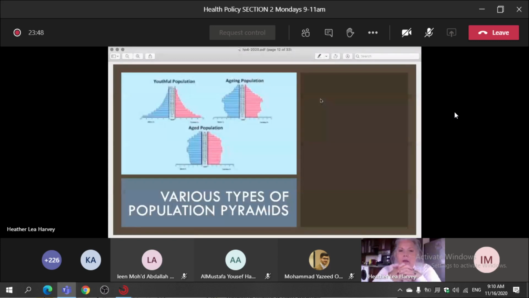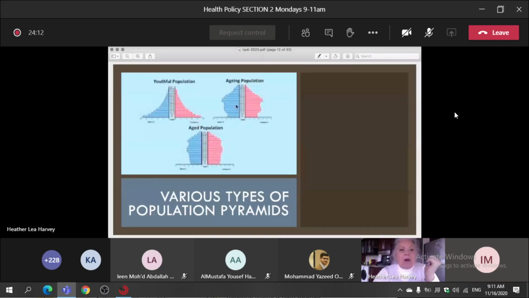Now, this is an example, and this is very much showing you the same thing the 3 populations showed you in the short video. Notice here it talks about what they call a youthful population. We have lots of children being born. People die off very quickly. They don't live as long, and we get a very traditional pyramid shape.